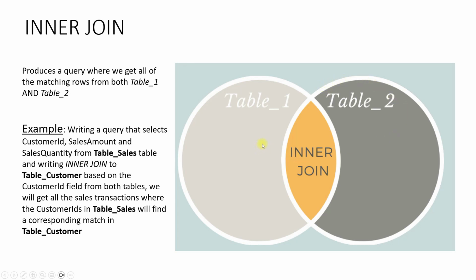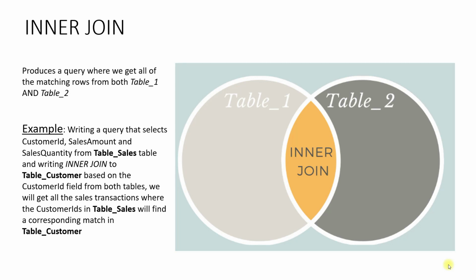When we do an inner join, we will get all of the matching rows from table 1 and table 2. What that means is, let's say we're writing a query that selects the customer ID, sales amount, and the sales quantity from table sales, and we write inner join to table customer. We need to specify a join criteria, or a join expression, which is simply a common field that we can use to join both tables. In this case, the table sales has a field called customer ID, and we also have that same field customer ID in the customers table.